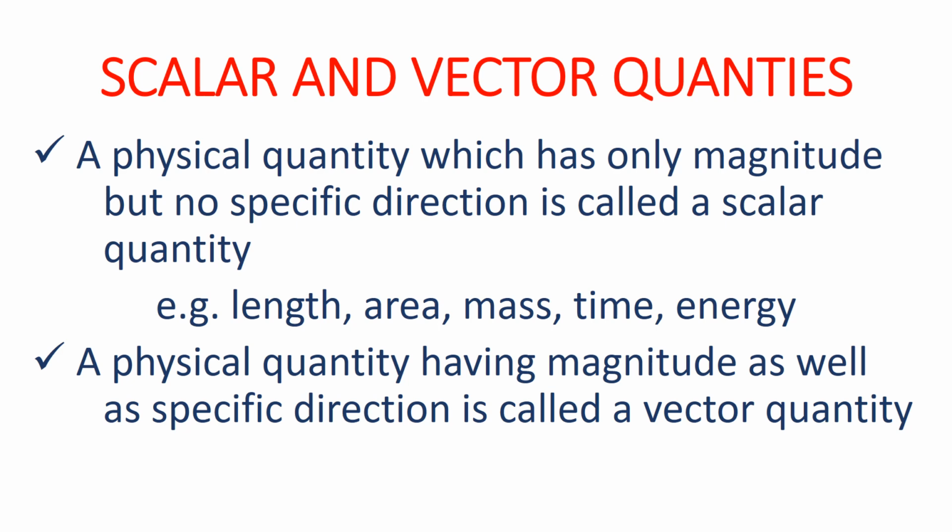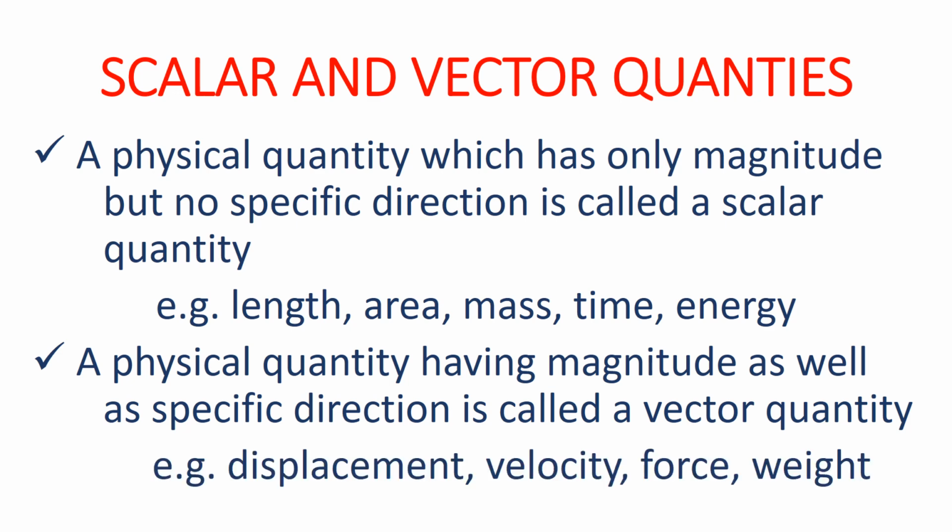Now, a physical quantity having magnitude as well as specific direction is called a vector quantity. Examples: displacement. You have seen that displacement is expressed with the direction. Okay, direction is very important there. Velocity, force, weight, all these have directions. So they are all vector quantities. Is it clear?